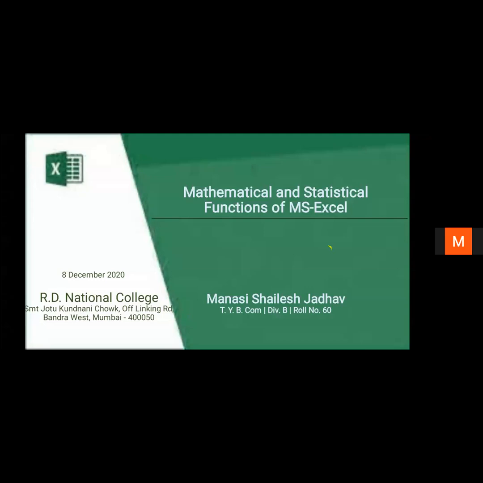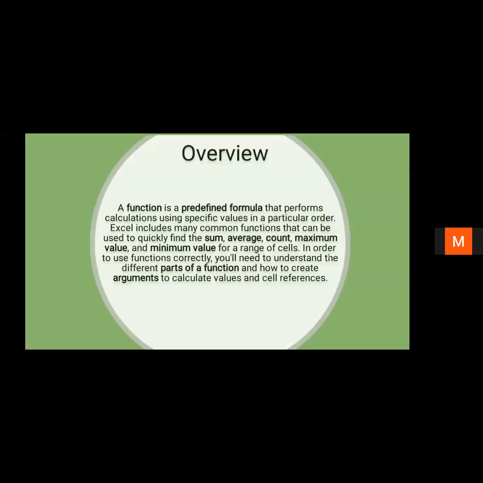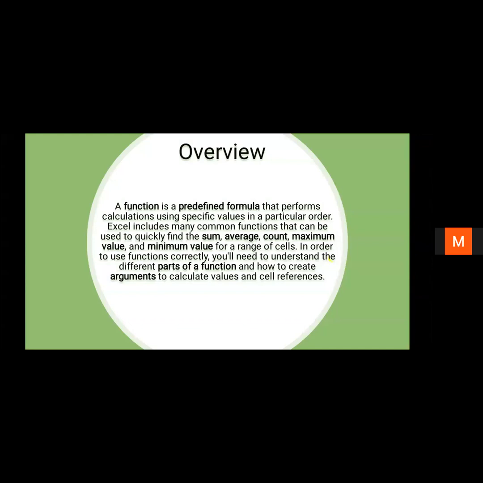Good morning, everyone present here. This is Mansi Shailesh Jadhav from final year BCom. In this presentation, we are going to learn a few mathematical and statistical functions of Microsoft Excel. A function is a predefined formula that performs calculations using specific values in a particular order. Excel includes many common functions that can be used to quickly find the sum, average, count, maximum value, and minimum value for a range of cells. In order to use a function correctly, you will need to understand the different parts of a function and how to create arguments to calculate values and cell references.